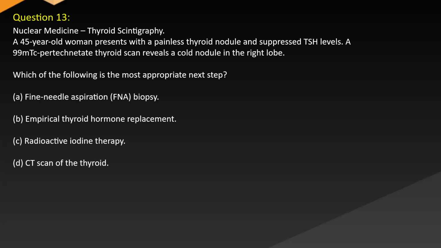Question 13. Nuclear medicine. Thyroid scintigraphy. A 45-year-old woman presents with a painless thyroid nodule and suppressed TSH levels. A technetium-99m pertechnetate thyroid scan reveals a cold nodule in the right lobe. Which of the following is the most appropriate next step? A. Fine needle aspiration, FNA, biopsy. B. Empirical thyroid hormone replacement. C. Radioactive iodine therapy. D. CT scan of the thyroid.